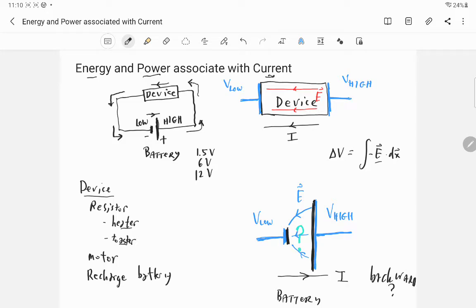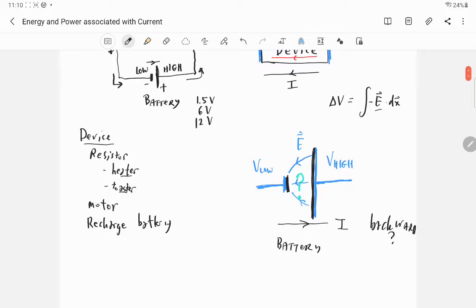So the current flows backwards against the electric field in the battery. The reason it flows backwards is the way the battery works, and there's a lot of science for batteries. But the point is the current is going to flow opposite to the electric field that the battery sets up.